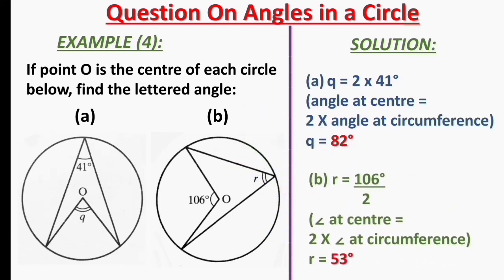Also, in question B, we are looking for an angle R. Angle R, which is an angle at the circumference of the circle, should be half of the angle at the center of the circle. That makes angle R to be 106 degrees divided by 2. Angle R should be 53 degrees. I hope this idea is clear to you.